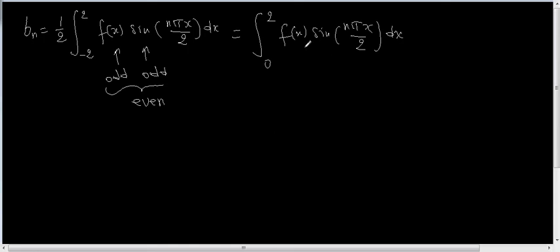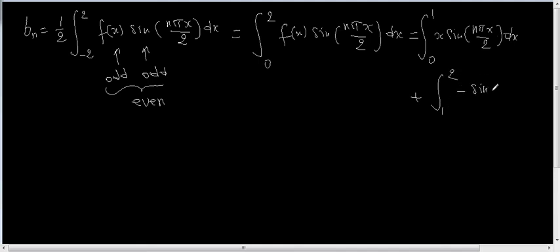Now f of x has different values. Between 0 and 1 it is x, so between 0 and 1 it is x times sine n pi x over 2 dx, and between 1 and 2 f of x is -1, so it will be minus sine n pi x over 2. Now how to integrate this part: just by parts, or we use the tabular form.